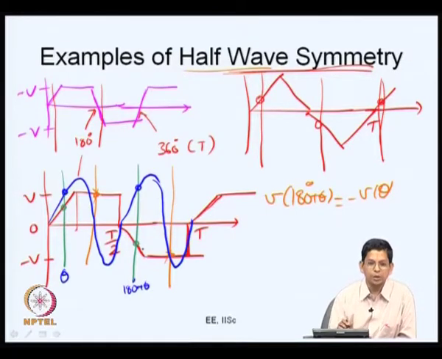So, this is an example of a waveform which has half wave symmetry. It could be a little deceptive. At first sight, many students generally tend to say, well, it does not have half wave symmetry, but it has, and that is the property, and that is how we define half wave symmetry here, and it has the meaning of having no even harmonic.